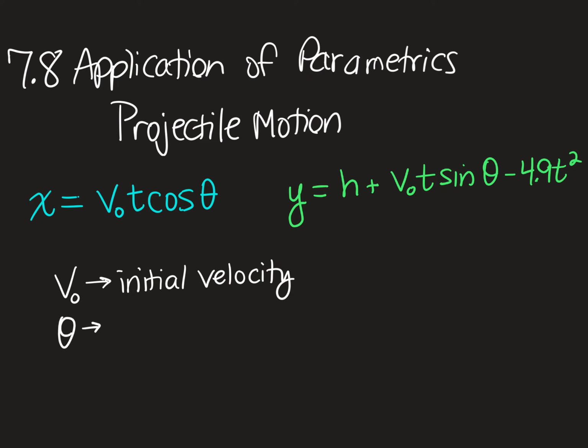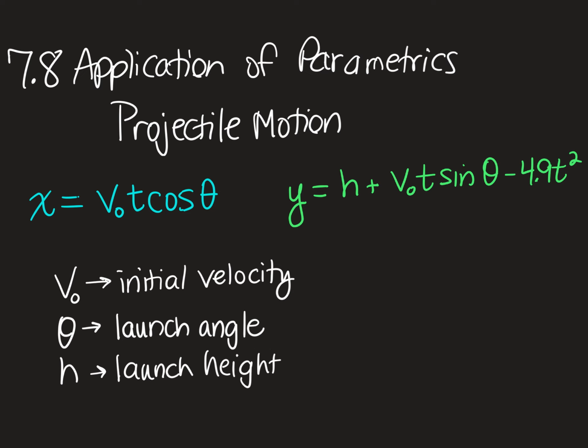Theta is the launch angle, right? So at what angle is that object being launched? Shallow, steep, somewhere in between. And then h is the launch height. So how high off the ground is that object when it is thrown, kicked, hit, launched, whatever.